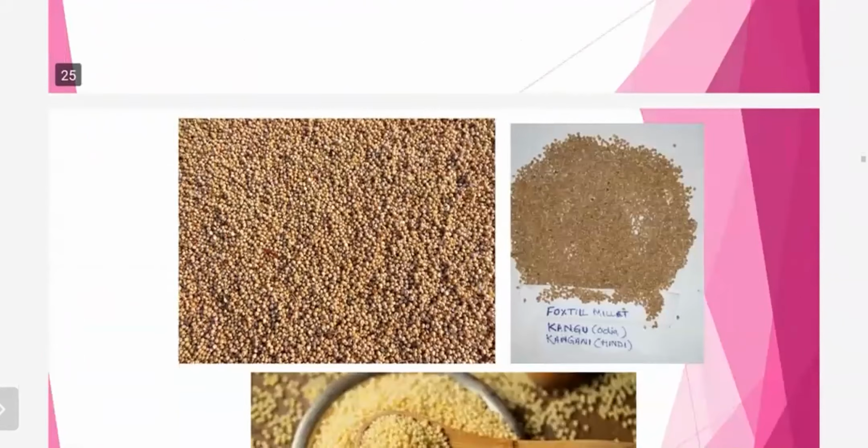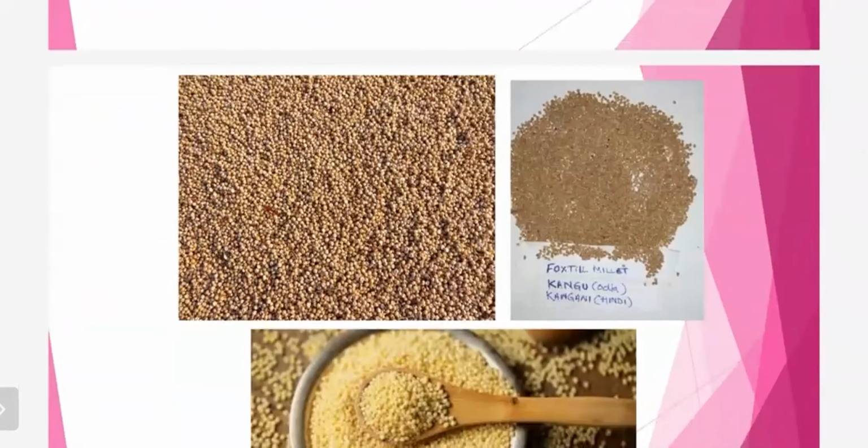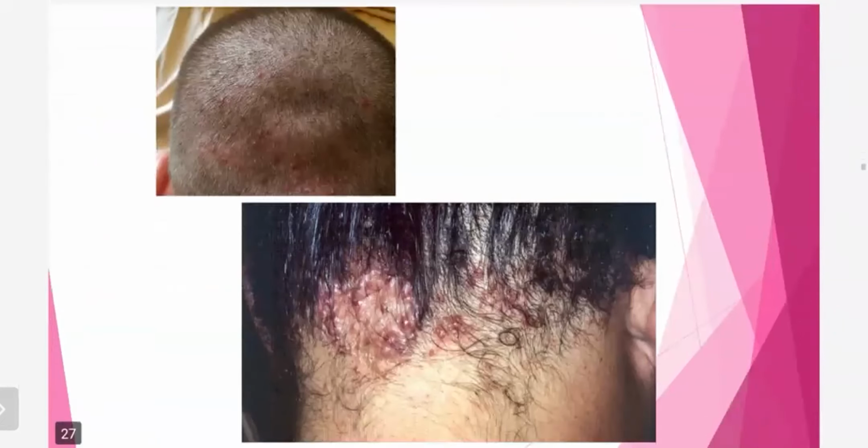This is the millet, as you can see in the slide. It is very much Kangu Siddhartha. Kangu means millet. So in the presentation you can see in the slide, the scalp has numerous sebaceous glands, and if they get inflamed, then it will lead to pustules, small pustule-like pitaka.